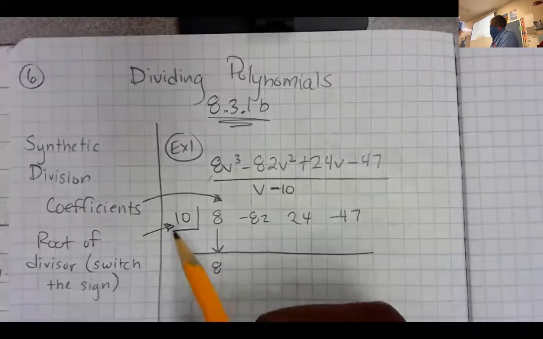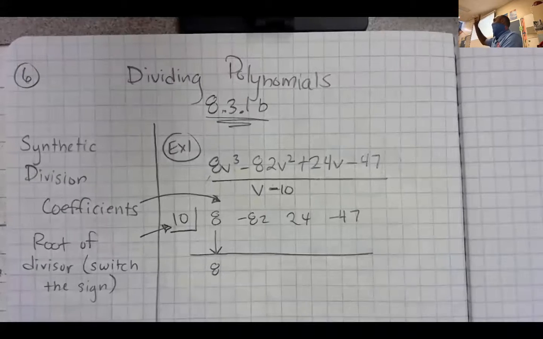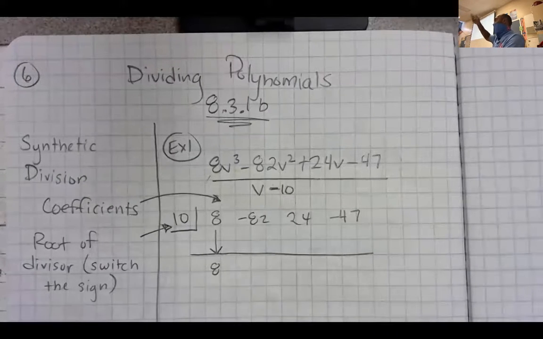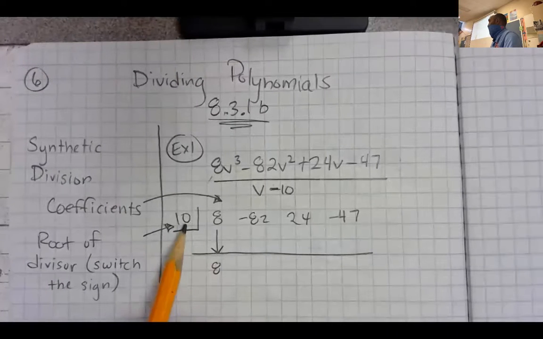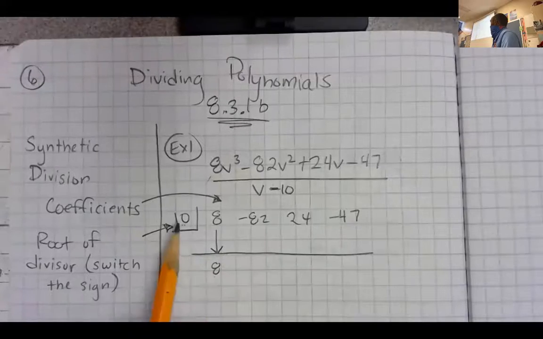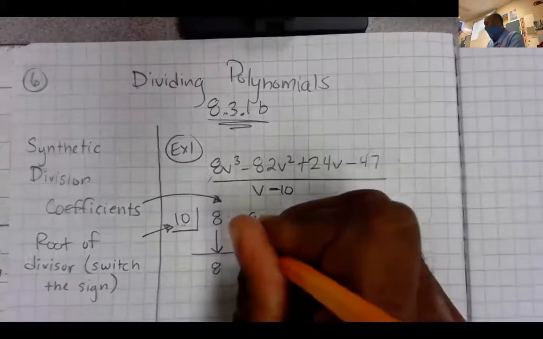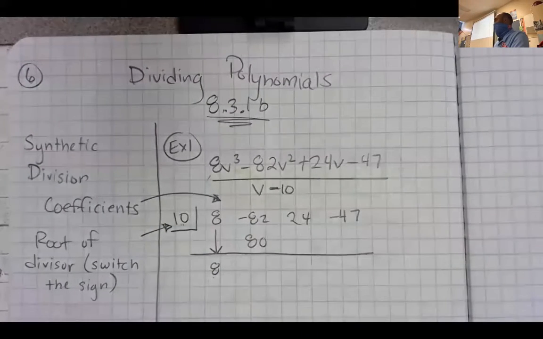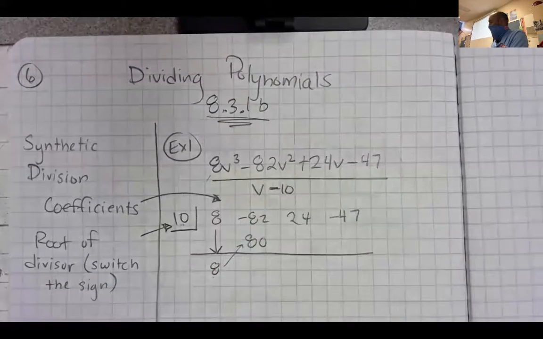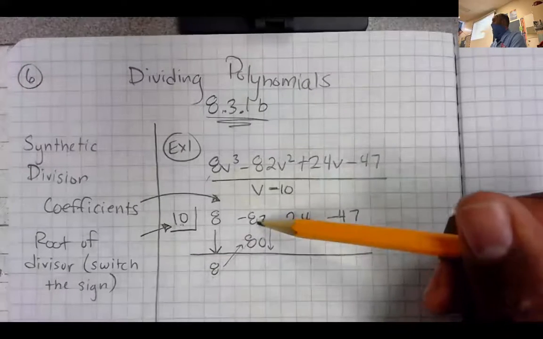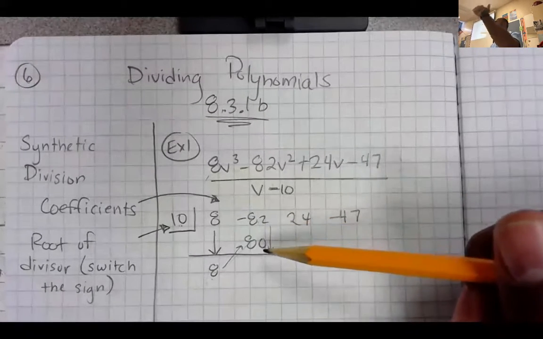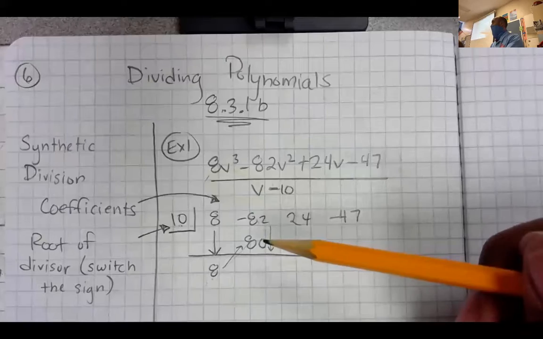Now you're going to be doing two things. You're going to multiply and add, and you're going to go in that pattern: multiply, add, multiply, add, multiply, add. The first thing I do is I go to the root and I multiply that times that first coefficient. So 10 times 8, that goes right under that next coefficient. So it kind of goes this direction. It goes down, then up. Down, then up.